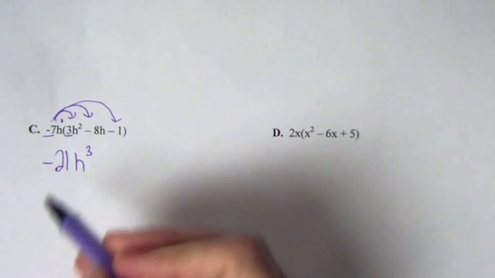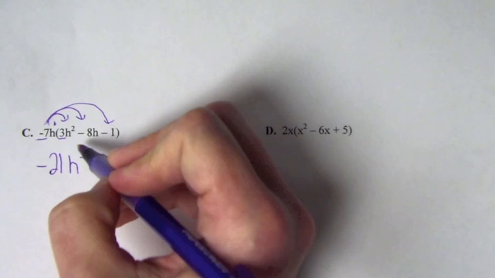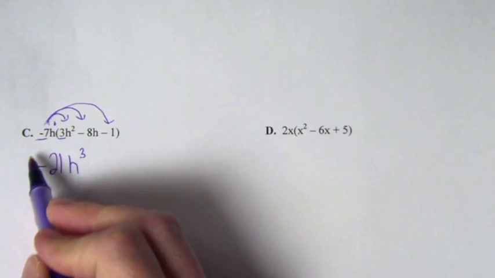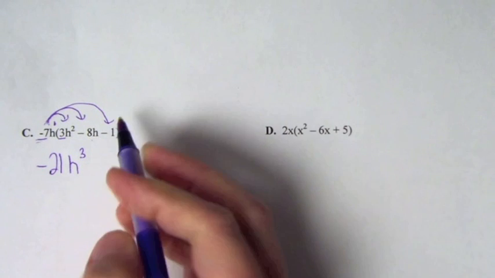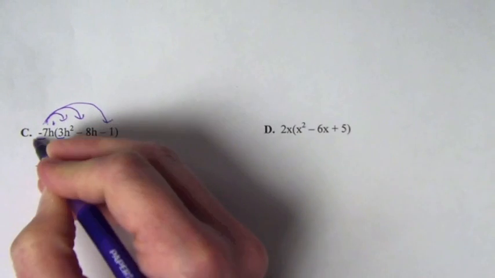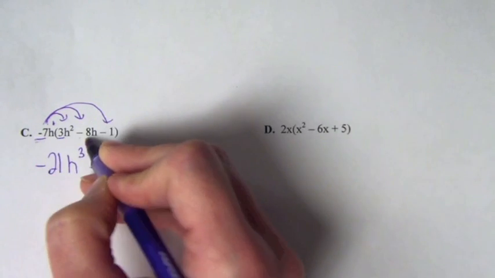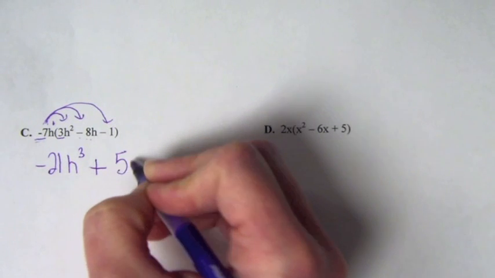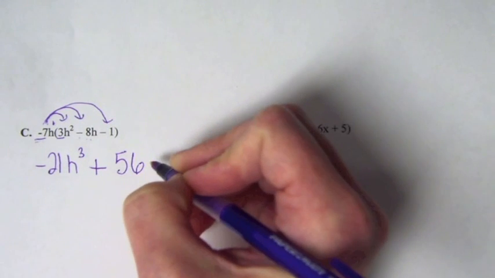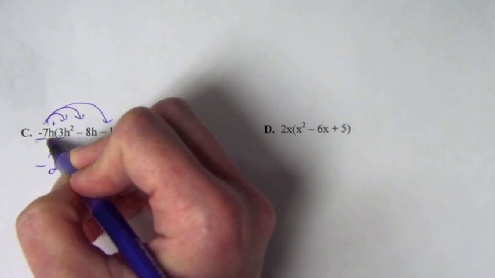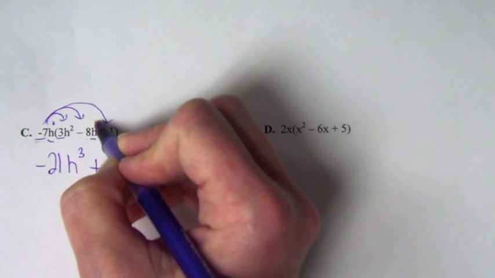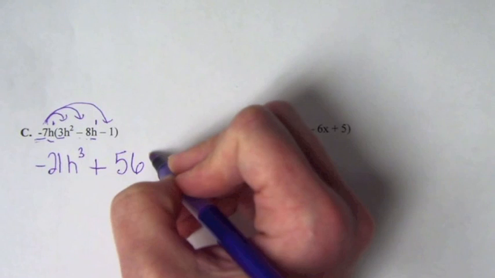Then we take negative 7h and multiply it by negative 8h. So we multiply the numbers negative 7 and negative 8. I see it's going to be positive, so I'm going to go ahead and put a plus here because it's negative times negative. 7 times 8, you get 56. See how I did that without a calculator? You guys should be able to also. And we get h to the 1 power times h to the 1 power. There's a 1 there that we don't see, so we get h squared.